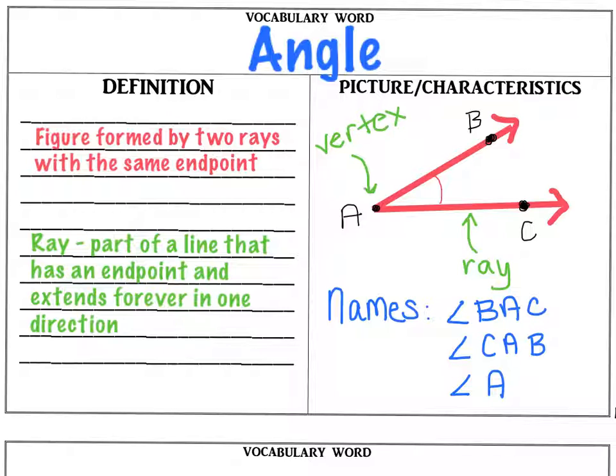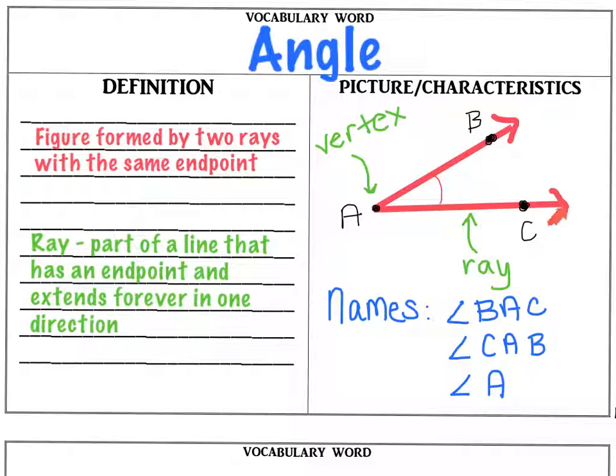Okay, now let's talk about angles. We've already worked with angles in class, but now let's look at all of the different parts of an angle. So an angle is a figure formed by 2 rays with the same endpoint. A ray, R-A-Y, is part of a line that has an endpoint. So right here would be the endpoint, and this right here would be the ray, and it extends forever in one direction. So a line extends forever in both directions. A ray extends forever in one direction.